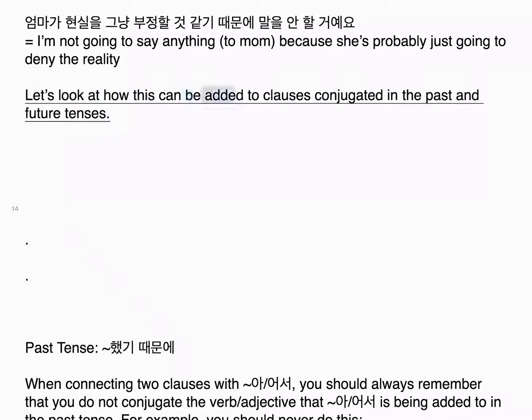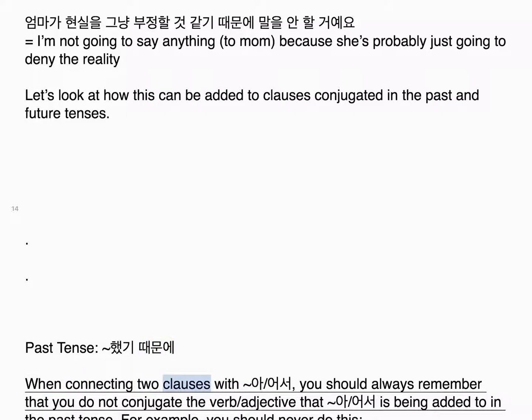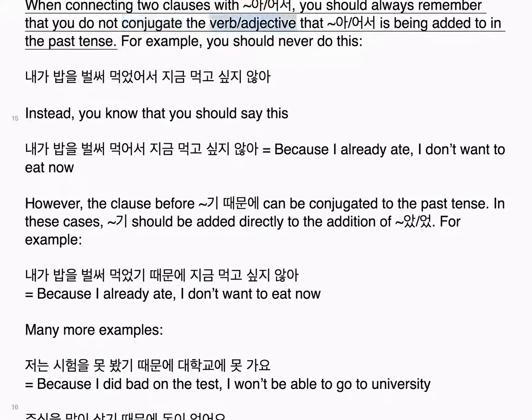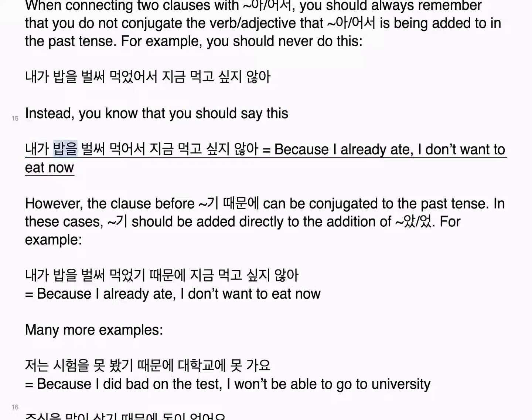Let's look at how this can be added to clauses conjugated in the past and future tenses. Past tense: 했기 때문에. When connecting two clauses with 아/어서, you should always remember that you do not conjugate the verb or adjective that 아/어서 is being added to in the past tense. For example, you should never do this: 내가 밥을 벌써 먹었어서 지금 먹고 싶지 않아. Instead, you should say this: 내가 밥을 벌써 먹어서 지금 먹고 싶지 않아. Because I already ate, I don't want to eat now.